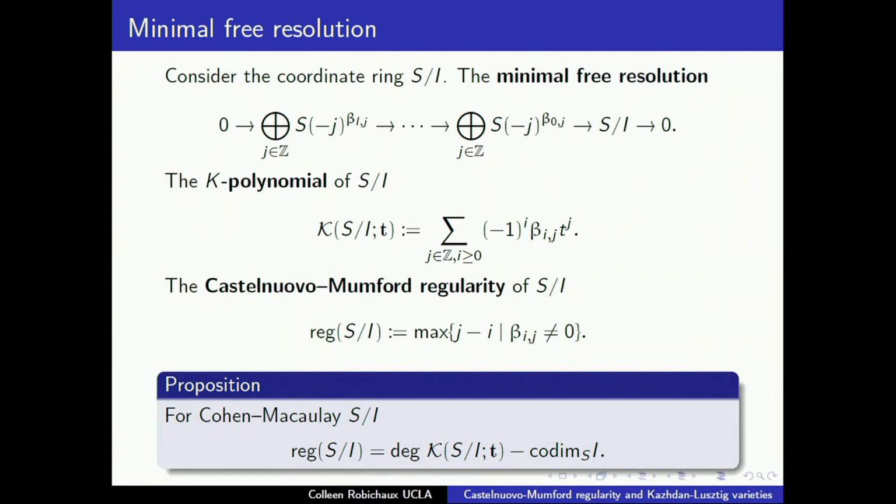Specifically, what we can do is read off the degree of this K polynomial and subtract off the codimension of the ideal. And when we're in the Cohen-Macaulay setting, that will give us precisely this regularity. And you might ask, well, do we not need this Betti number data to compute these K polynomials? In general, you might need this, but in many settings, we have some combinatorial interpretation for these K polynomials that might make these computations a bit nicer. And luckily, in this Kazhdan-Lusztig setting, that's precisely what we have.